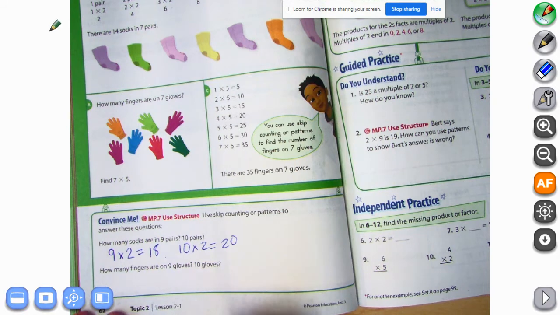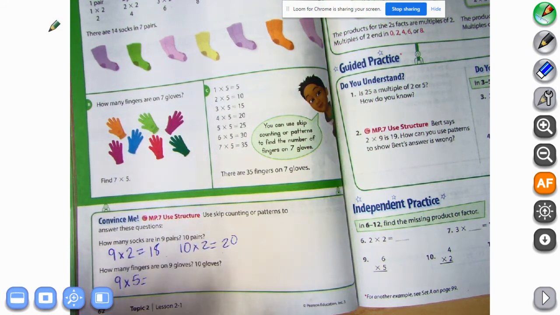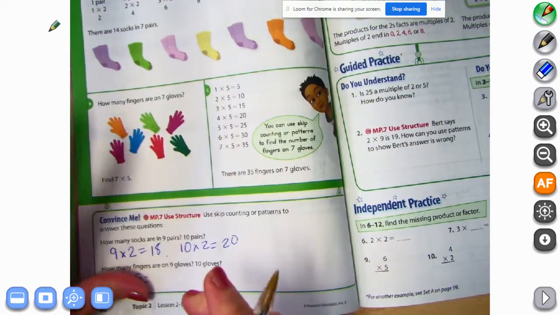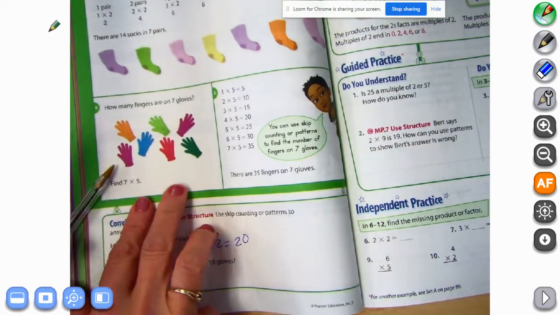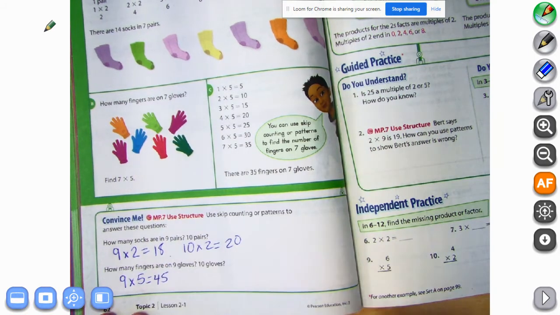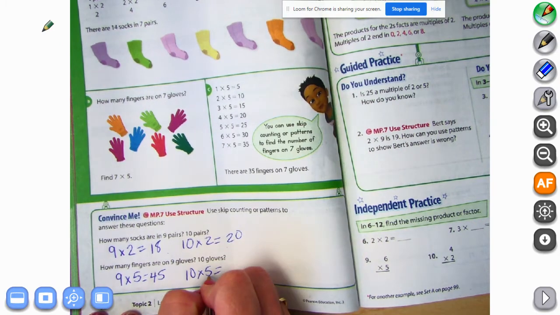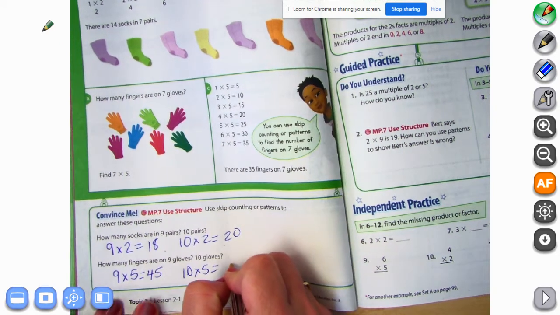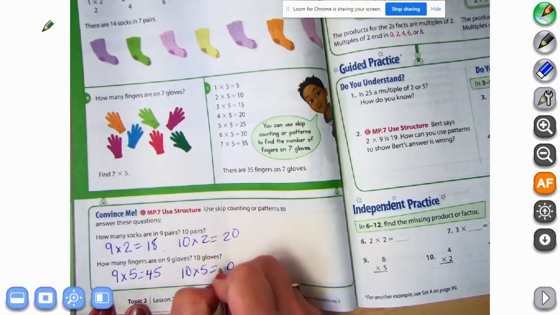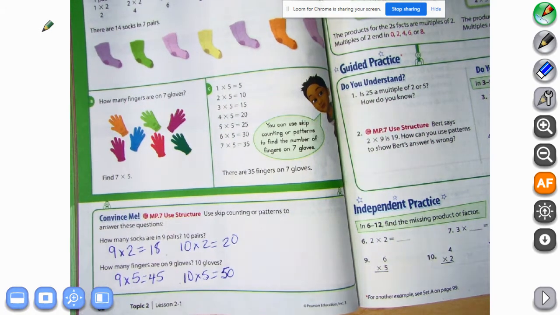How many fingers are on 9 gloves? 9 groups of 5. 5, 10, 15, 20, 25, 30, 35, 40, 45. So 45. And how many on 10? 10 groups of 5. 5 times 0 is 0. 5 times 1 is 5. So you get 50.